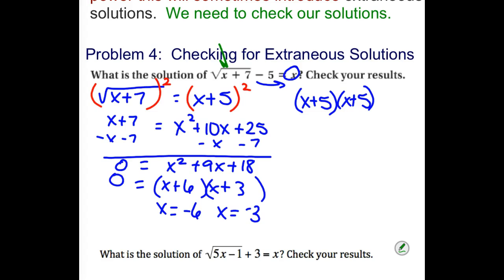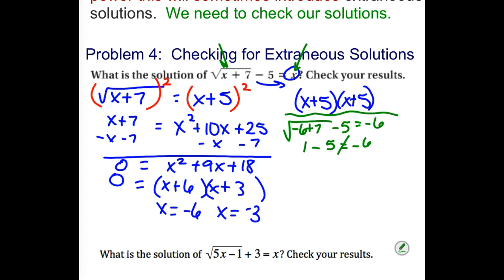So we are going to put an x there and there. There's 2 places where we see an x in our equation. Both of them get replaced with the same number. So let's try the -6 first. We've got the square root of -6 plus 7 minus a 5. Now make sure that 5 is not inside your square root symbol. And it's supposed to equal the same x value of -6. All right, -6 plus 7 is 1. Square rooting is 1. Does 1 minus 5 get us a -6? No.